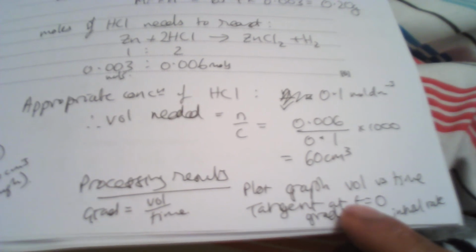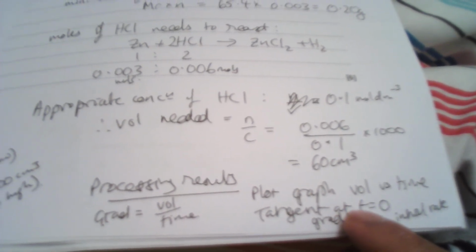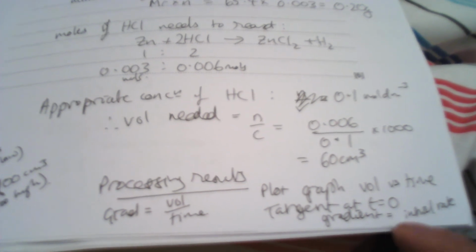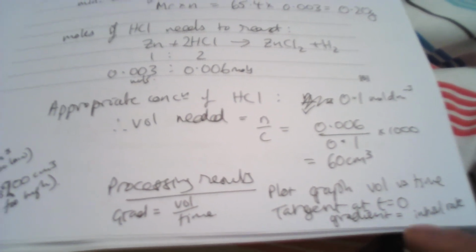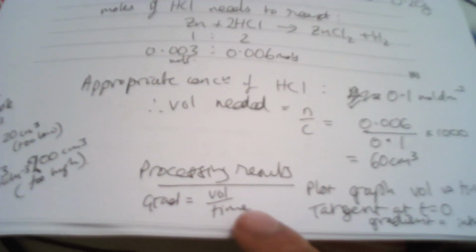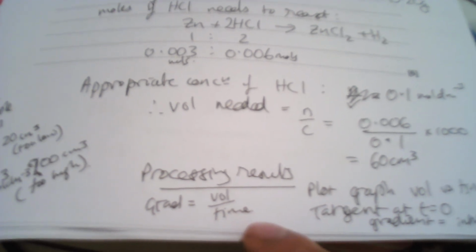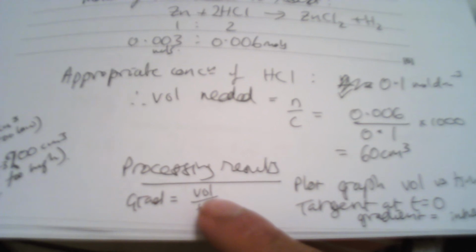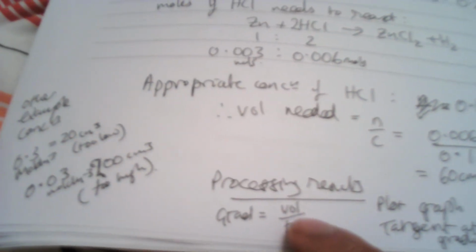Then how do you process your results? So you need to plot your graph, your volume versus time, do the tangent at t equals 0, and find the gradient to get the initial rate. The gradient is y over x, so your volume over time. You also have the volume changing over time, so volume will be your y-axis. Okay, so that's that.